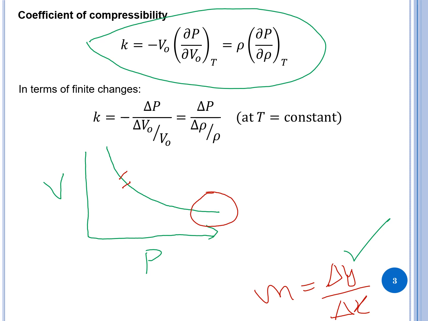That's why it is being written here that in terms of finite changes, we can just simply write dp over dv, which is basically the slope, as del p over del v. So k becomes negative del p over del v over v.